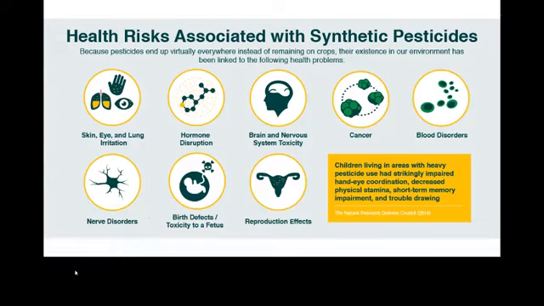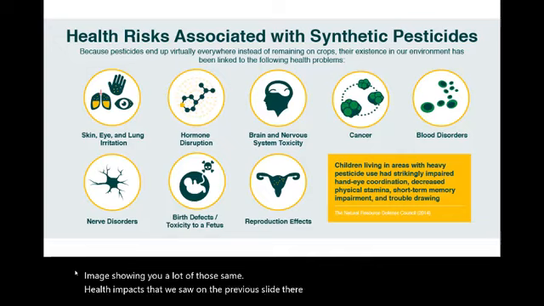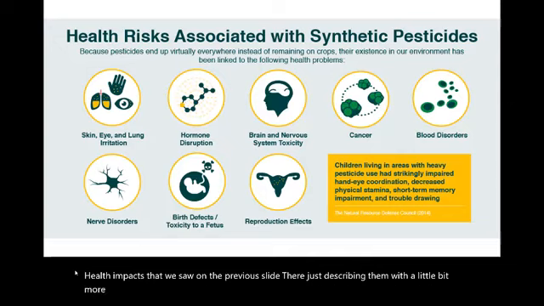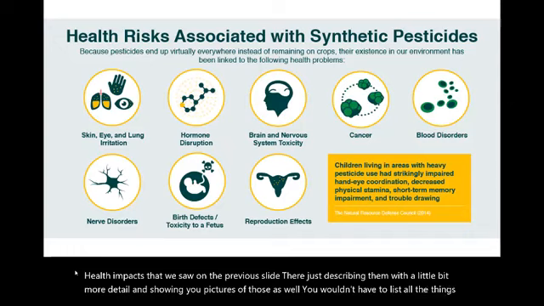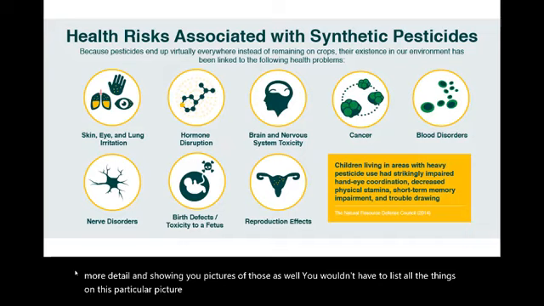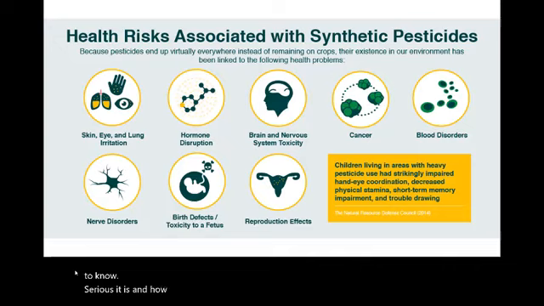So this is an image showing you a lot of those same health impacts that we saw on the previous slide. They're just describing them with a little bit more detail and showing you pictures of those as well. You wouldn't have to list all of the things on this particular picture on an exam. The previous slide is enough detail, but it's just for you to know how serious it is and how closely associated the pesticides are with negative health impacts, right?